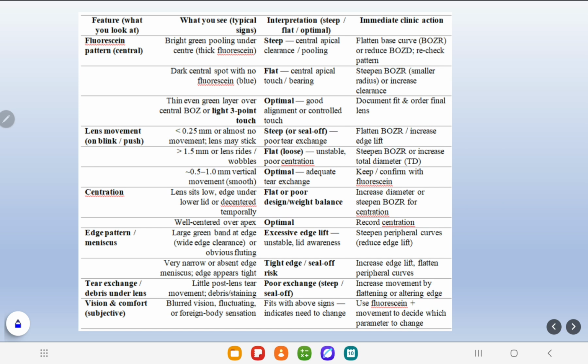So this is also the same, it's about fitting characteristics: what happens in central stiff fit, flat fit, optimal fit. In lens movement, what happens in stiff fit, flat fit, optimal fit. Yes, so these are the things that I have tried to incorporate. So it's pattern, TRX sense, and all these things. Just pause the video and look at this table, and what you find there will be helpful for you.